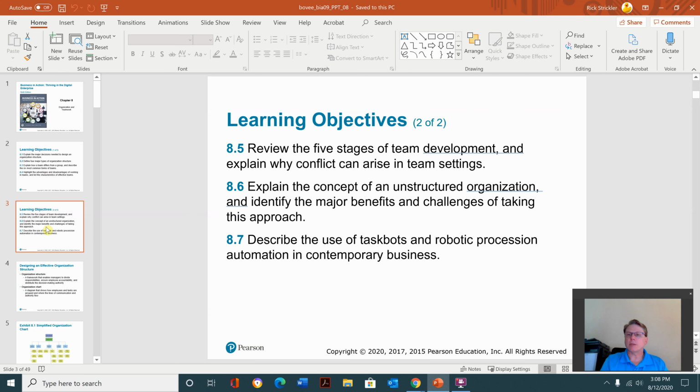Review the 5 stages of team development and explain why conflict can rise in team settings. Explain the concept of an unstructured organization and identify the major benefits and challenges of taking this approach. And finally, describe the use of task bots and robotic process automation in contemporary business.